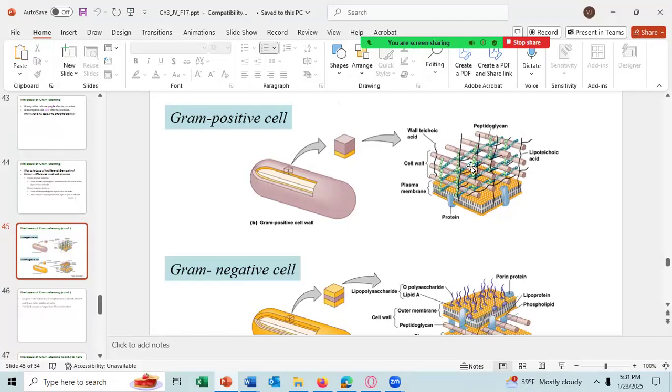Peptidoglycan is the main molecule in the cell wall. And there can also be lipoteichoic acid. We'll talk about them in a little bit.